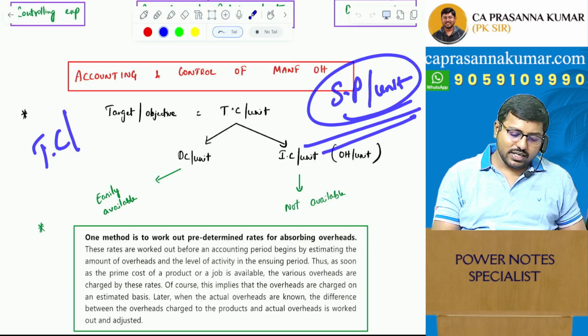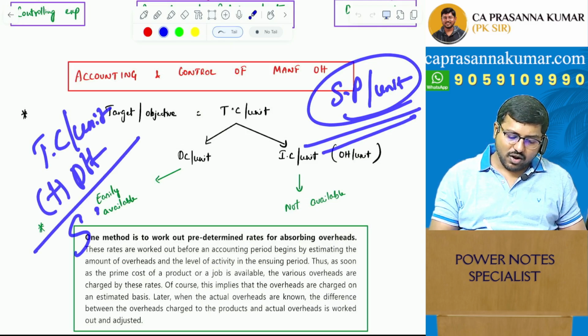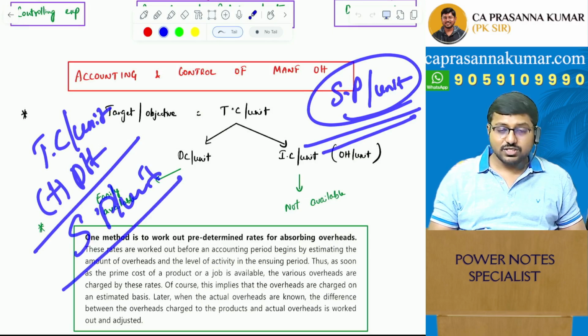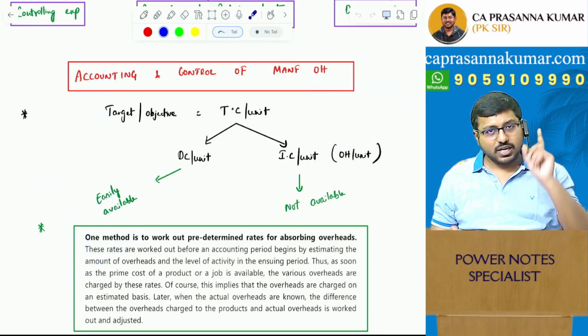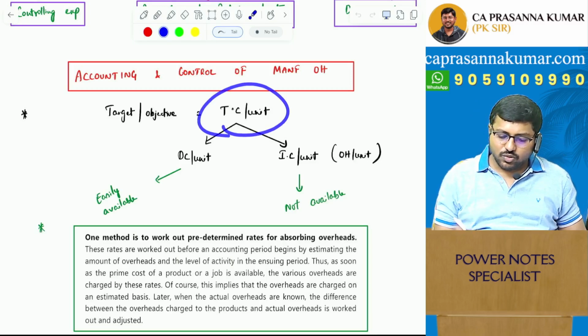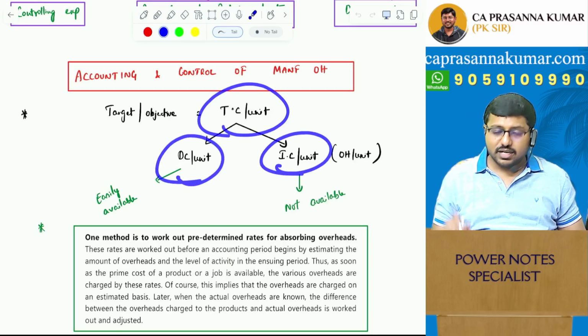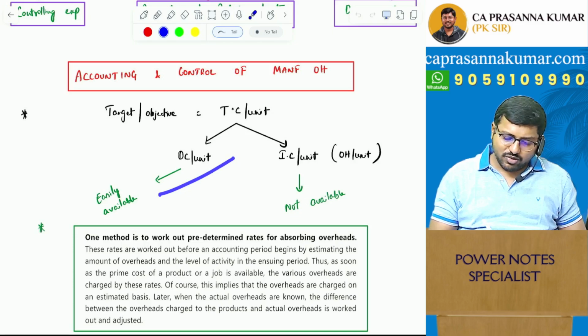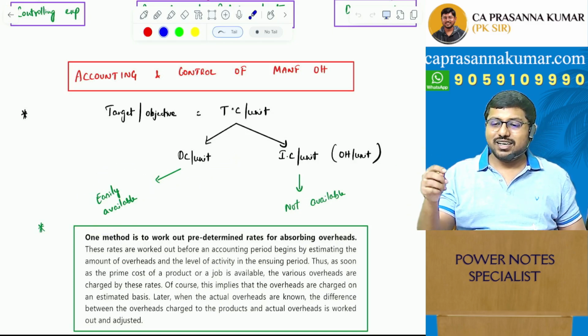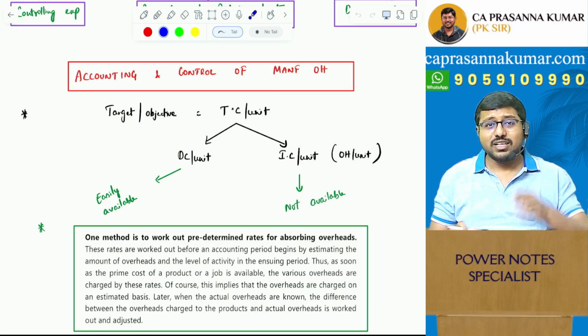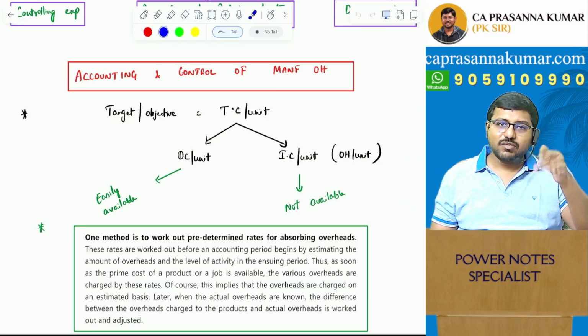It will calculate its total cost per unit. Then it will add desired profit, and accordingly the selling price per unit will be fixed, correct? So to fix the selling price per unit, you should know the total cost per unit, correct? Now, how to calculate total cost per unit? Direct cost per unit plus indirect cost per unit. Direct cost per unit, anyway, is easily available. Why? Just now we have discussed. The moment direct cost is incurred, instantly you can calculate direct cost per unit. That is why it is called direct cost, because of that very nature.